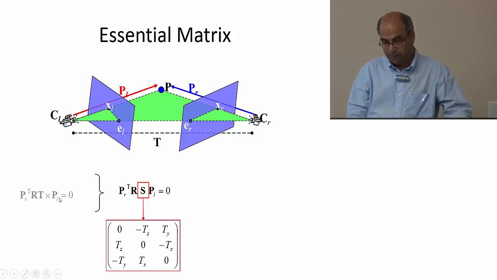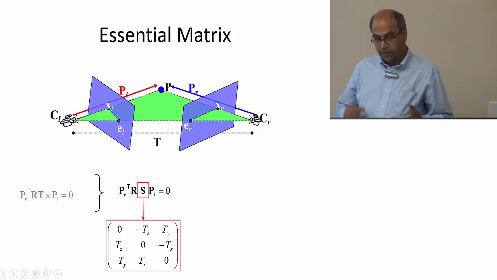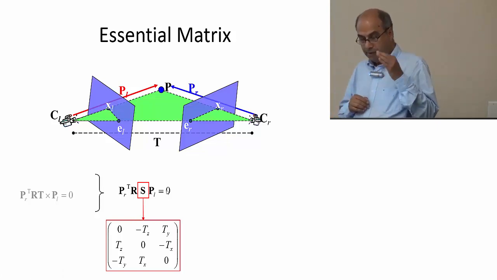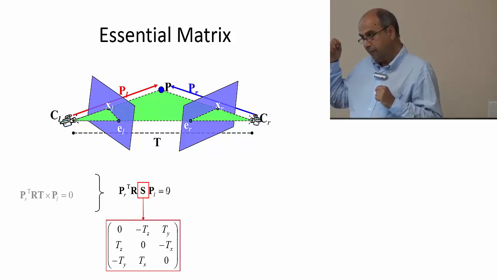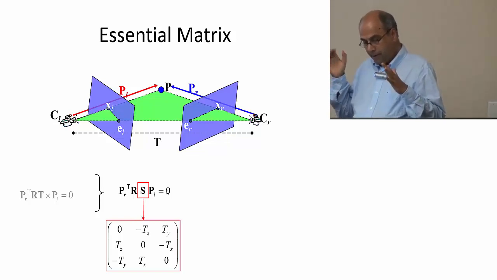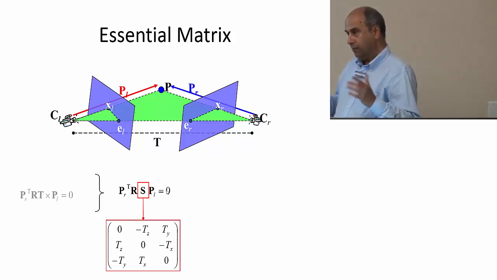So we have PR transpose times T cross PL, and we will say it is S multiplied by PL. S is the anti-symmetric matrix obtained from the T vector, and the entries off the diagonal are the negatives of each other. This is the T vector, which is here. So now PR is the 3D location of a point from the right camera, PL is the 3D location of the same point from the left camera, R is the rotation between these two coordinate systems, and S represents the translation between them.